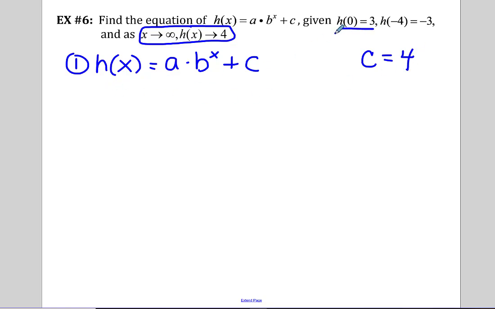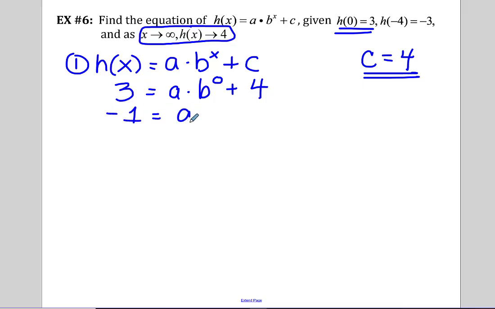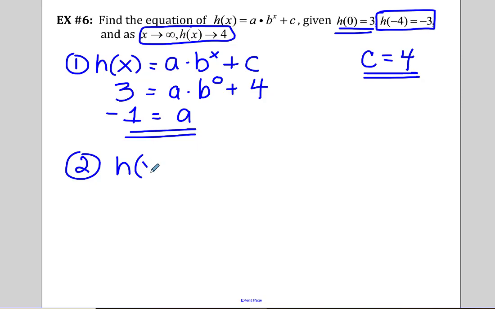And we could use this first piece here with c being 4. And if the b value is raised to the 0 power, when y is 3, then 3 minus 4 is -1. So a is -1. And then for the second thing, we'll come back and we'll use this piece of information. So now we know h of x is -1 times b to the x plus 4.